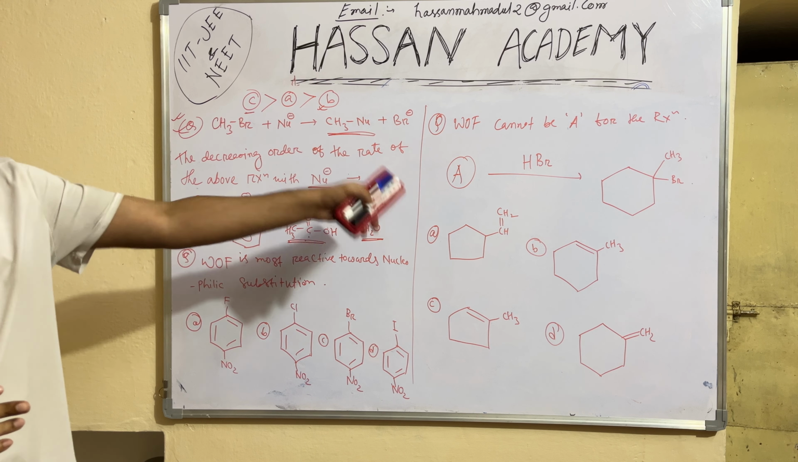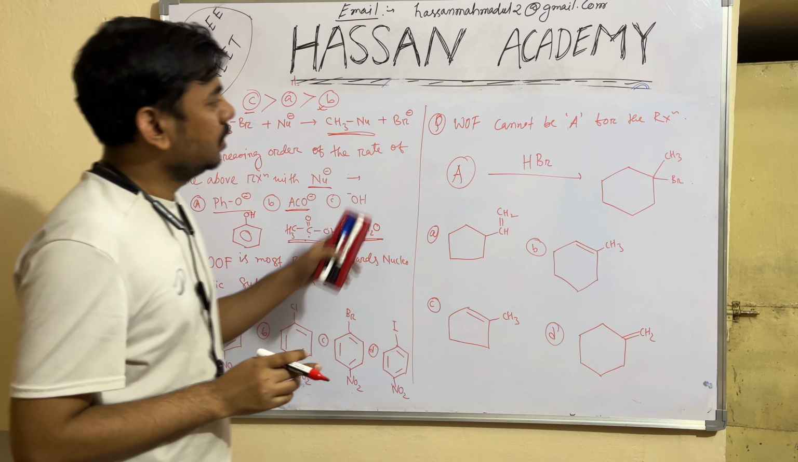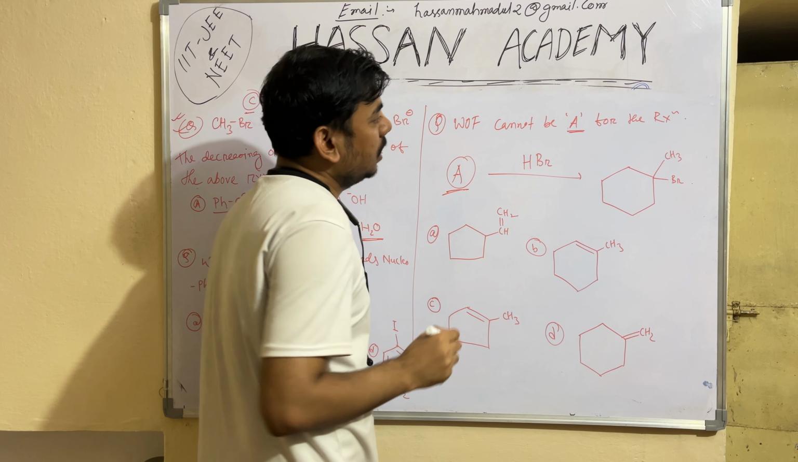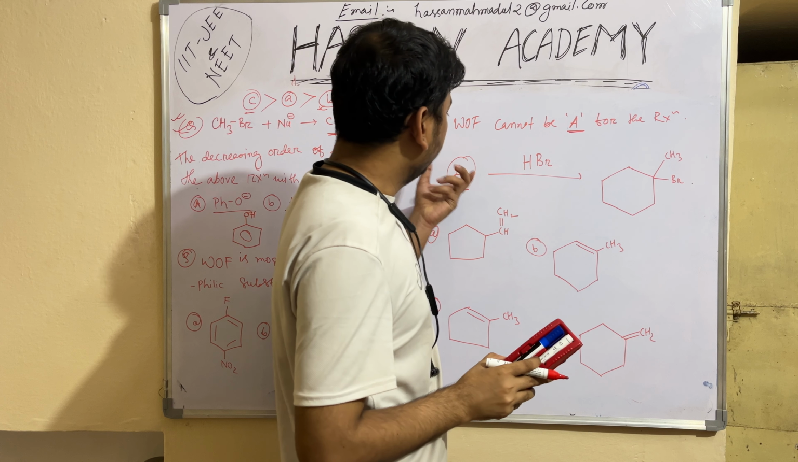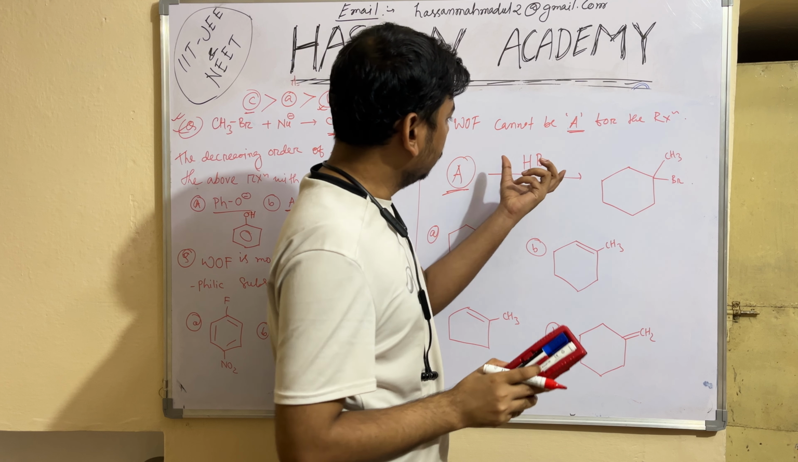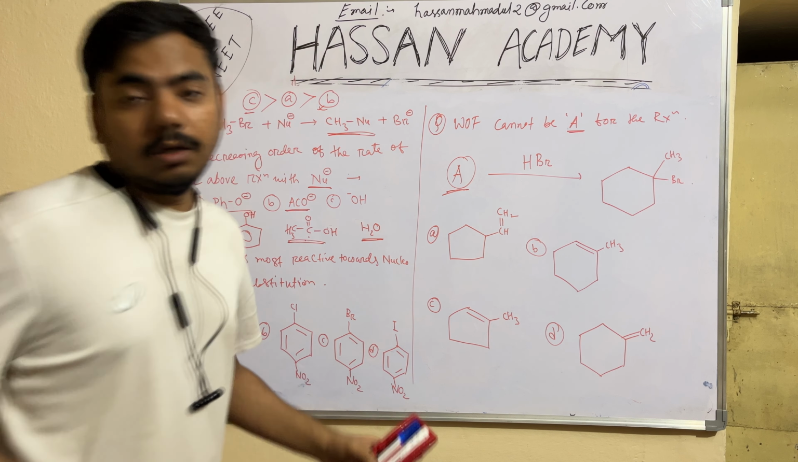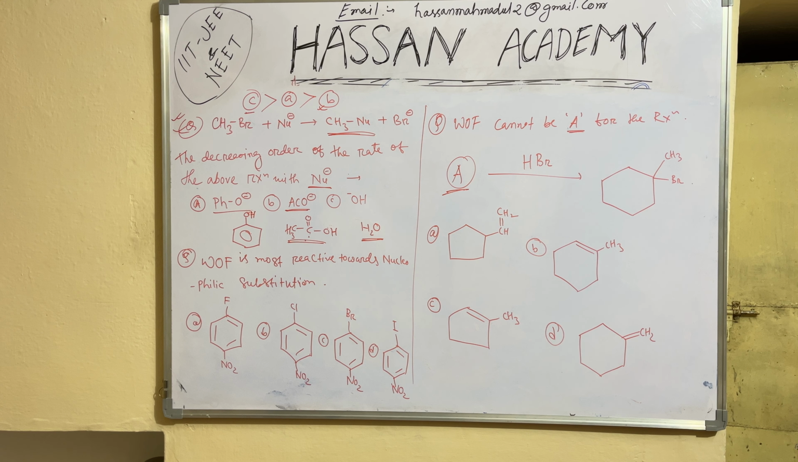Now we'll go for this one, and at last we will come to the other. Now come to here. Which of the following cannot be A? They have given A and they are asking which one is not A, with HBr, and they will keep this product. Let's see one by one. First I have to see whether it's recording or not. Yes, everything is okay.